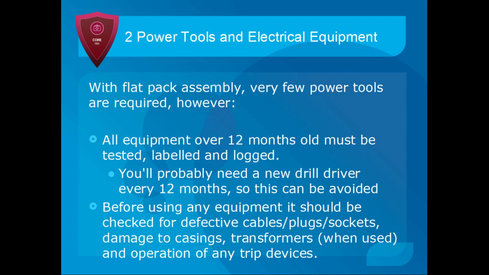With flatpack assembly, very few power tools are required. You need little more than a drill driver or a drill to attach things to the wall and an electric screwdriver to speed up the assembly. All equipment that's over 12 months old must be tested and labelled and logged. It's called PAT testing, this is generally. But if you're using a single drill driver for all your work, it'll probably run out within 12 months. Either the batteries will die or the clutch will go and you'll need to buy a new one. So you can actually get away with not having your equipment PAT tested if you're always buying new and the only thing you've got that's electrical is your drill driver.